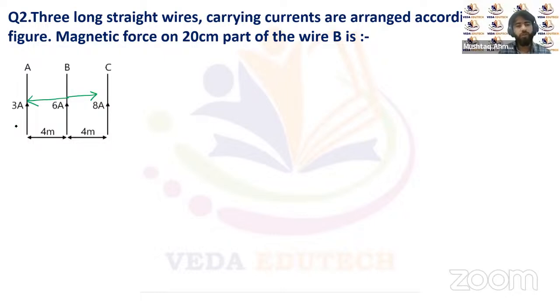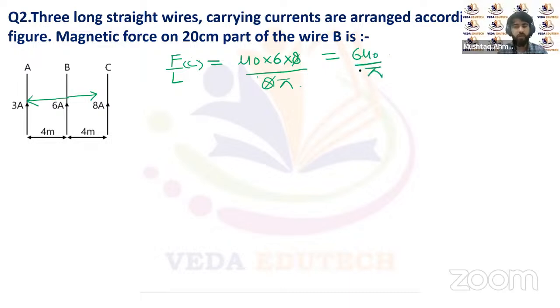So let's calculate the force on wire B because of C and force on wire B because of wire A, right? So force per unit length because of wire C will be equal to mu naught I1 I2, that will be 6 into 8 upon the distance between them, that will be 8 pi. So 4 into 2 will be 8, it will be 8 pi. From here 8 and 8 will get cancelled, we will be left with 6 mu naught upon pi. So this is the force per unit length because of wire C.